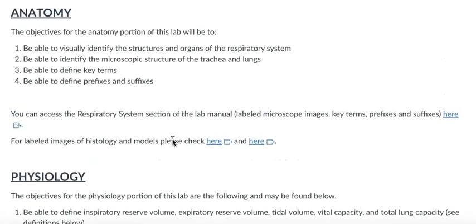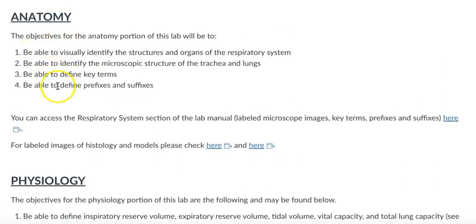Now, as far as the anatomy portion goes, there's going to be four objectives. The first two are the visual identification part. The first is the large macroscopic organs and structures in the respiratory system. The second is the microscopic ones. And then, as always, there's key terms and prefixes and suffixes.